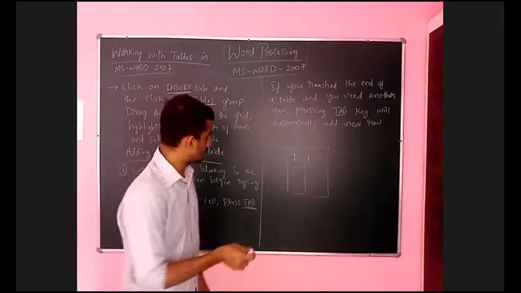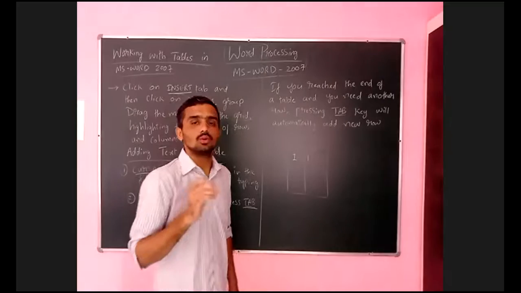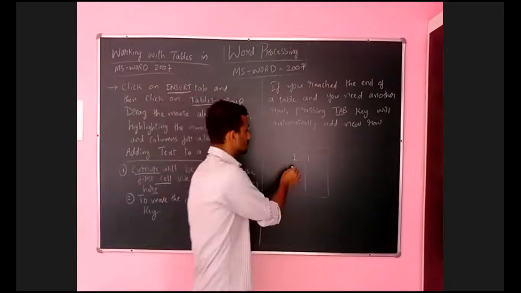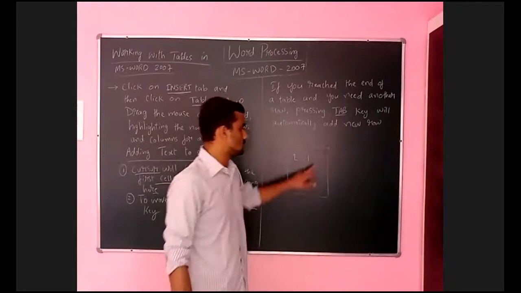So with the help of keyboard, you have to press tab key. Then the cursor starts blinking. Sometimes, if you don't press tab key, press enter key. The cursor blinks in the next line in the same cell. Okay. So if you press tab key, the cursor starts blinking here.